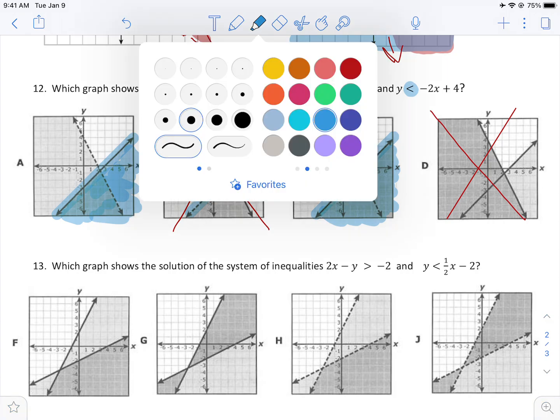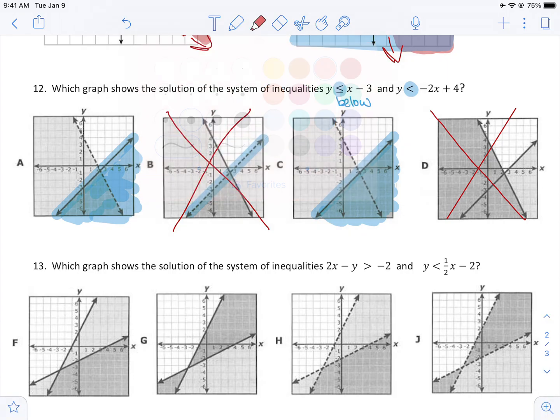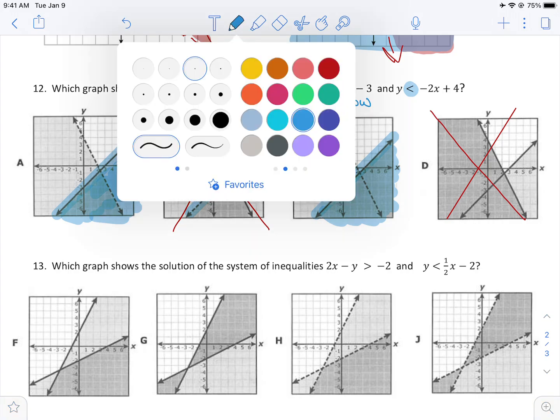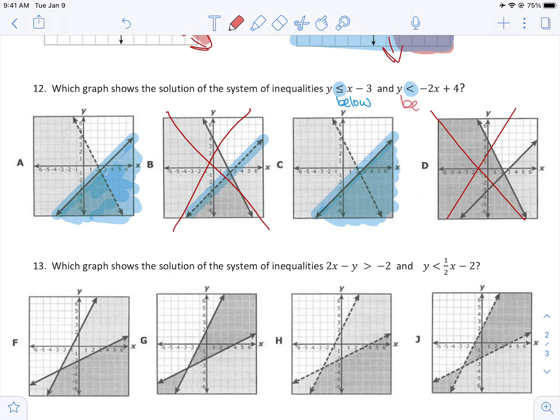And then if we look at our second line, this one is going to be shaded below as well. So that's going to be this area right here. So we're looking for the common area that's right here. That's the intersection for both of them.